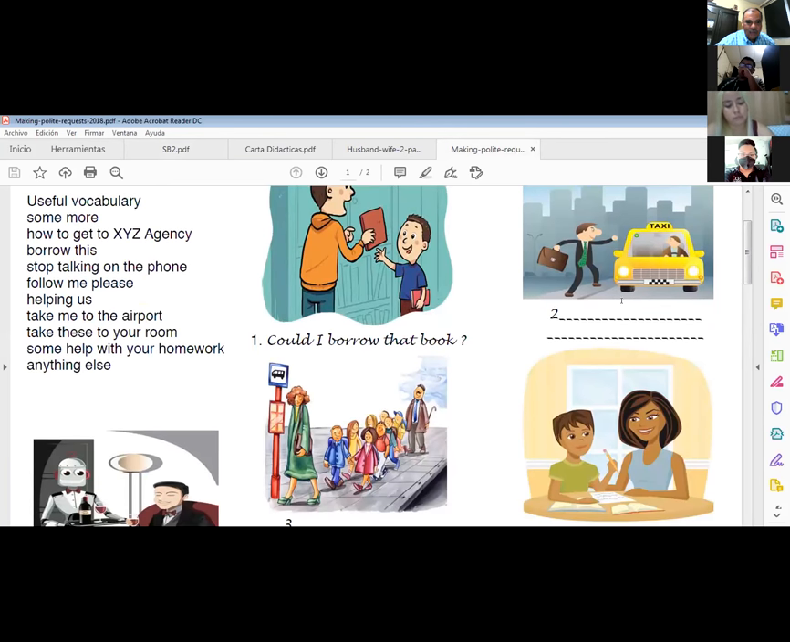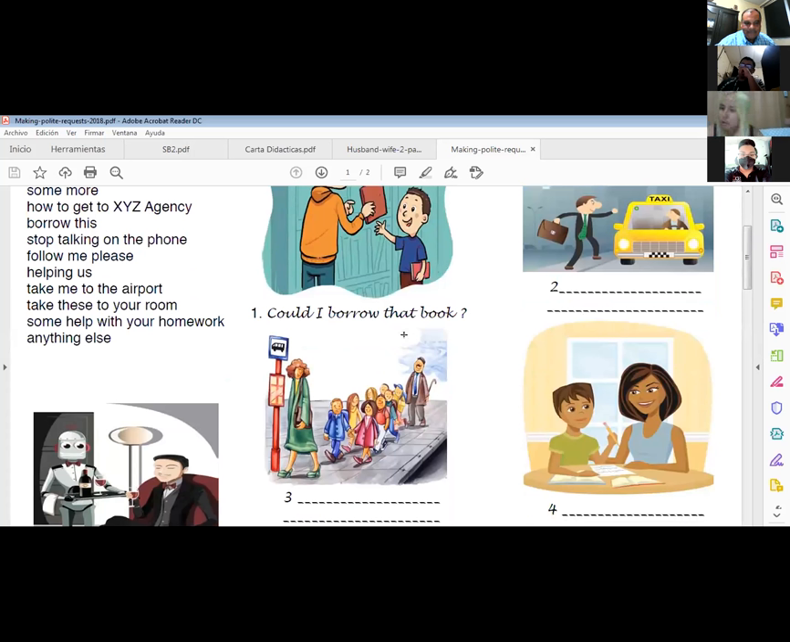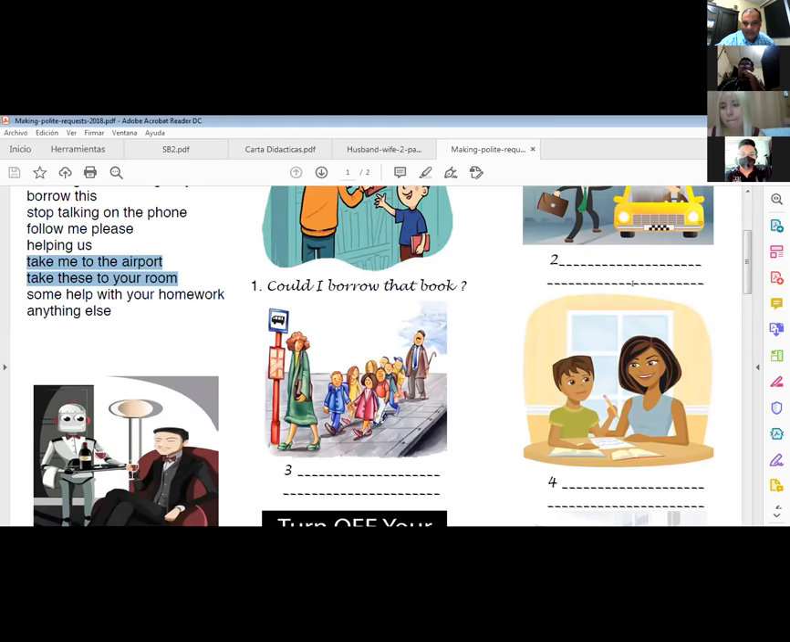For example, what will be number two? All are going to be formal. Could you take me to the airport? Is that clear? Could you take me to the airport? Very good.